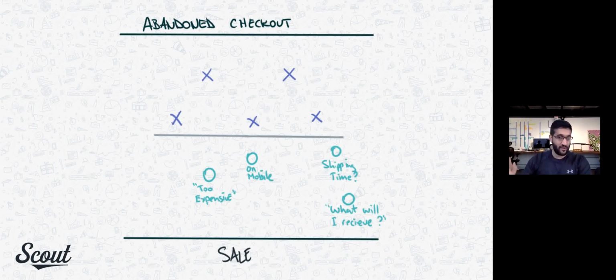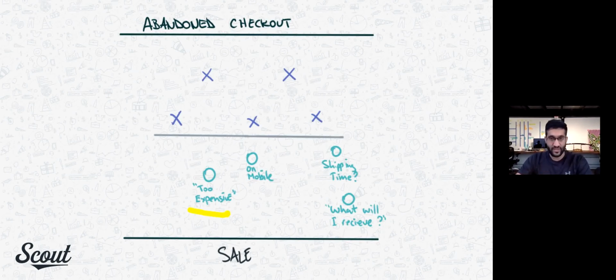This is why we build Scout, because people assume that there's only one or two reasons why somebody abandoned their checkout, or in this case, let's say, four reasons why somebody abandoned checkout. But really there's a lot more than just four reasons. These are just the most common ones that you might find, right? Obviously it might be, oh, it's too expensive, I can't afford it.